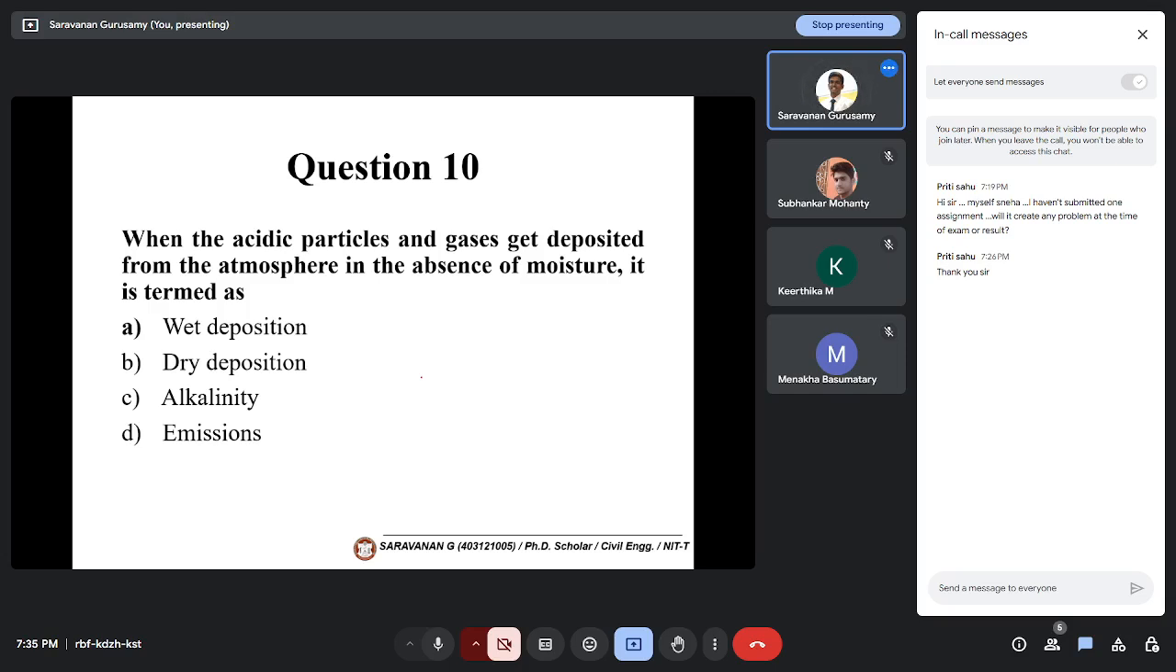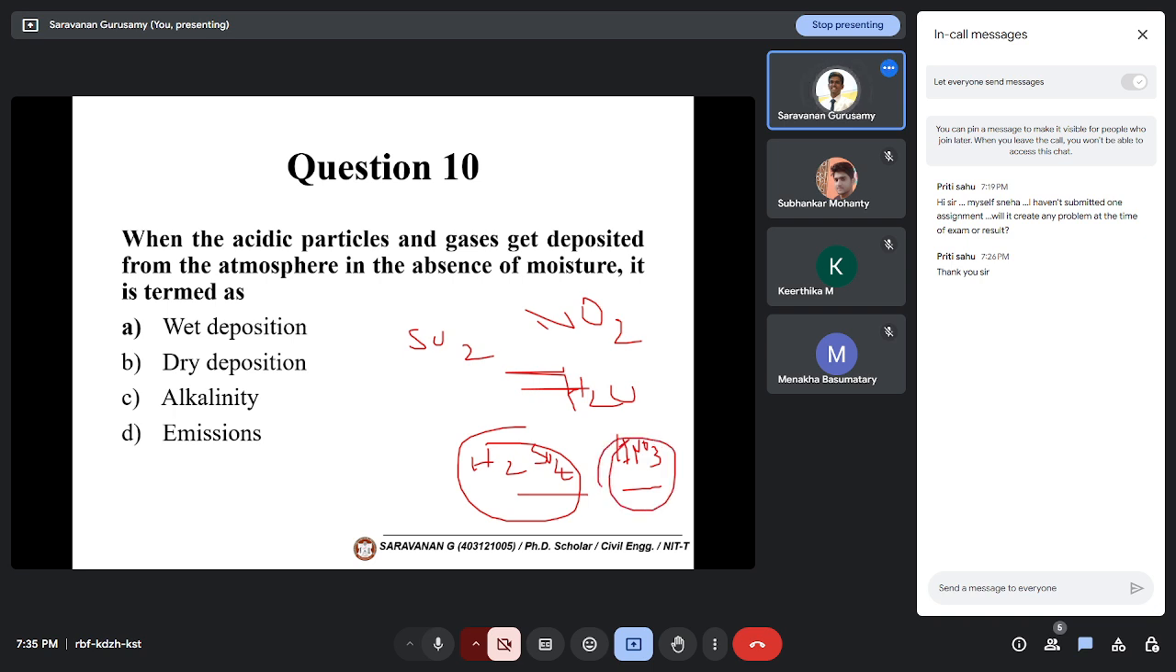So last question. When the acidic particles and gases get deposited from the atmosphere in the absence of moisture, so SO2 and NO2 will react with water or water vapor and give you H2SO4, HNO3. So these are all acidity-causing agents. These acids mix with the rainwater and reduce the rainwater's pH from 5.7 to 4.4. The nominal rainwater pH is 5.7 to 5.9, and that will be reduced to 4.4 to 4.2. Then it is called acid rain.